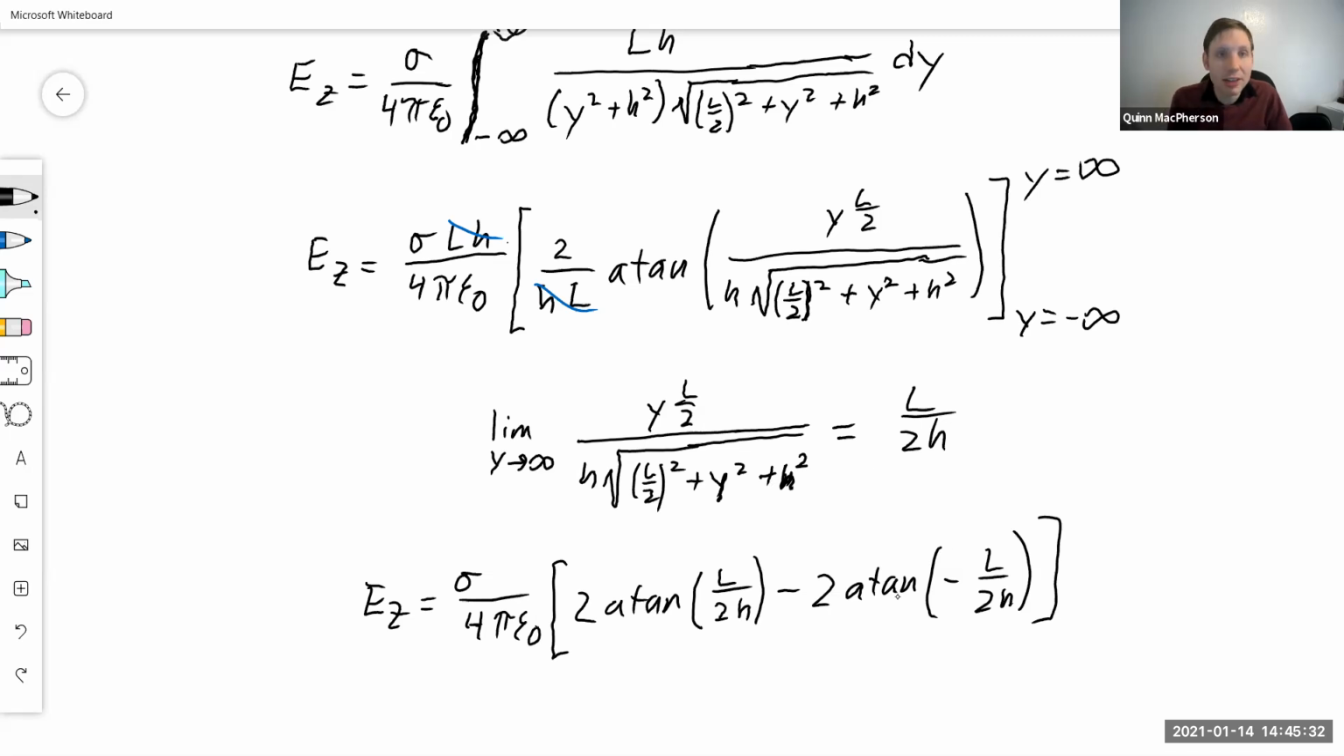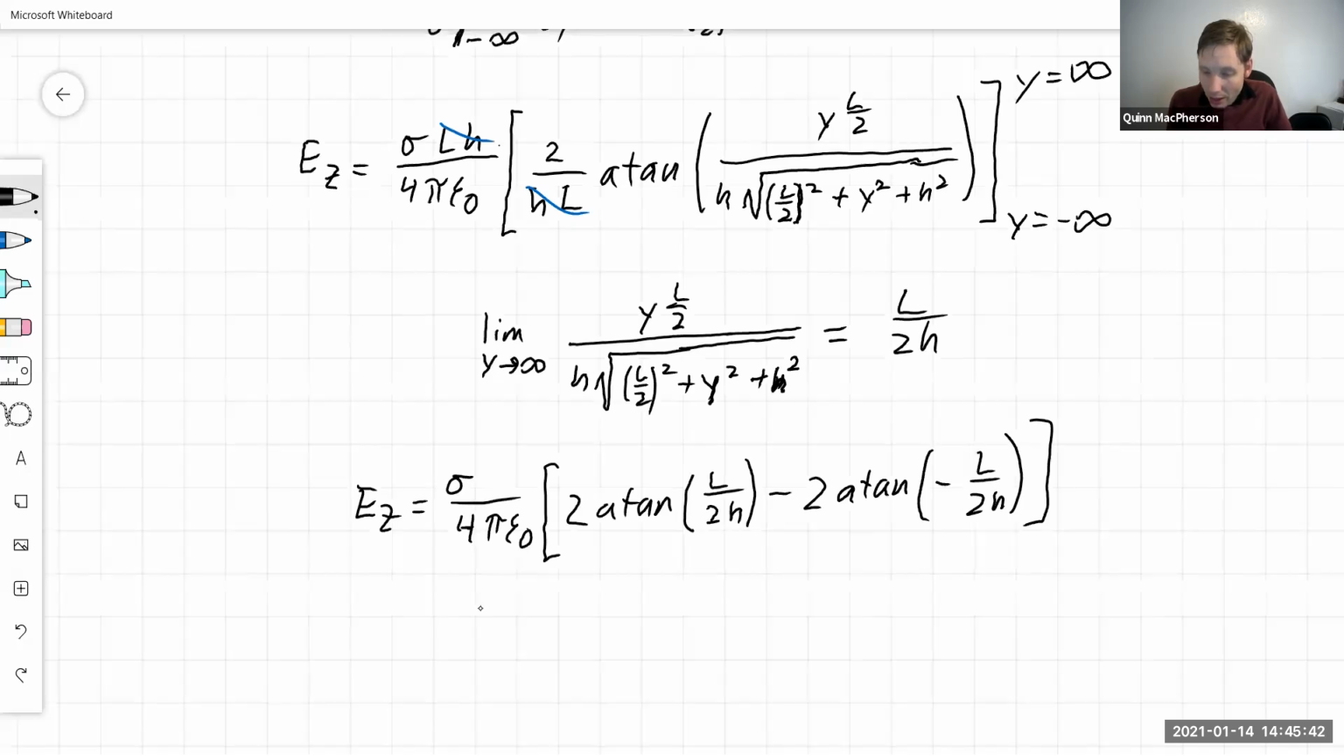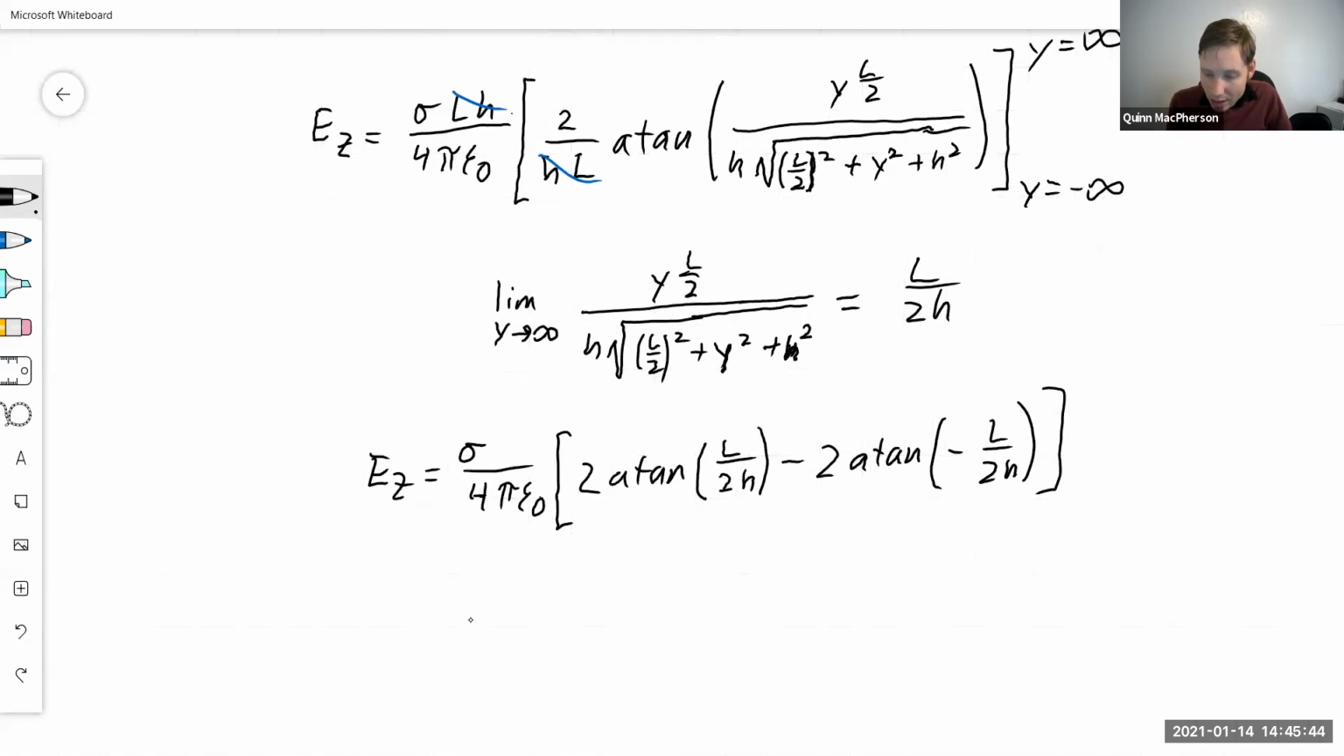Fun fact of arctan, same thing as tan, is that the tangent of a minus thing is minus the tangent, so that minus can come out front and make that a plus. Then these two terms are the same, so you can add them together. That gives you a 4 on the top, which cancels the 4 on the bottom. You get Ez is equal to sigma over pi epsilon naught times the arctan of L over 2h.